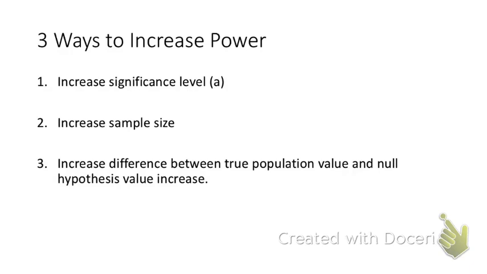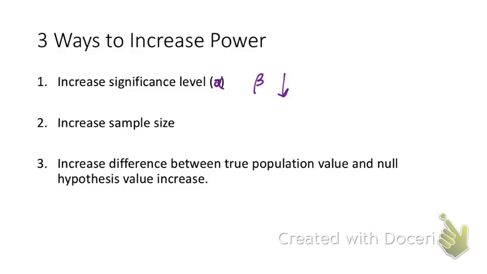The first way to increase power is by increasing your significance level, or increasing your alpha. If you want to make a little Greek alpha, you can. Why would that increase your power? What happens when you increase alpha? What happens to beta? Beta goes down. And if beta goes down, from the equation that we just learned, then power also goes up. So power and alpha basically move the same.